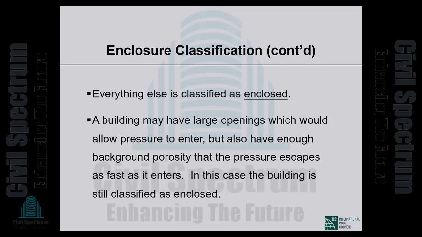Open means 80% of each face basically open. So if a building that is not partially enclosed does not have 80% of each face basically open, it is an enclosed building. By that definition, most buildings we design turn out to be enclosed. And the many parking structures that you are familiar with that have all kinds of openings, those are typically enclosed buildings.